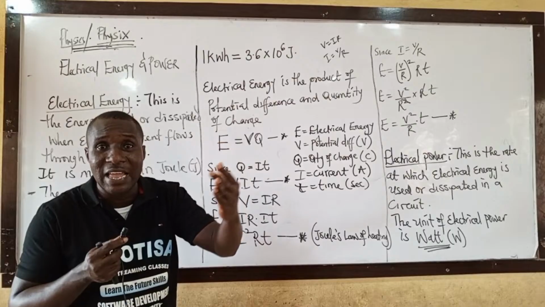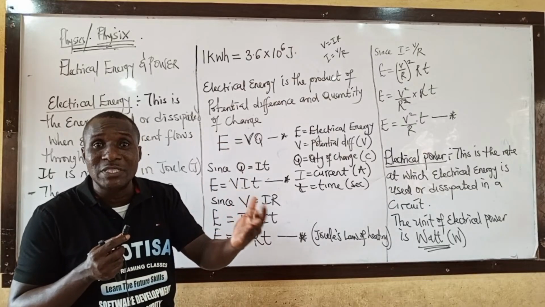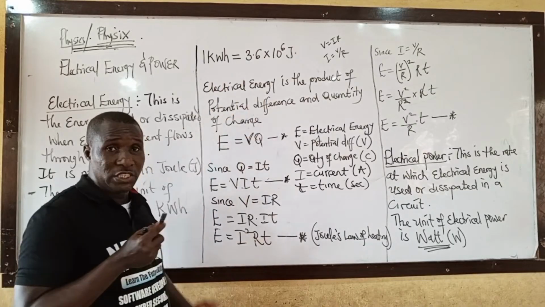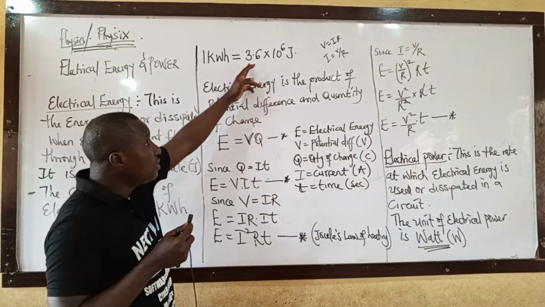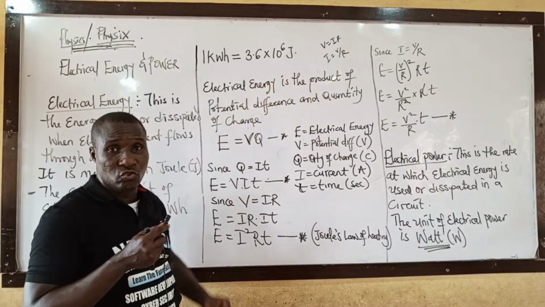Velocity of light in air is 3 times 10 raised to the power 8 meters per second. They will ask you this. 1 kilowatt hour is what in joules? 3.6 times 10 raised to the power 6 joules.